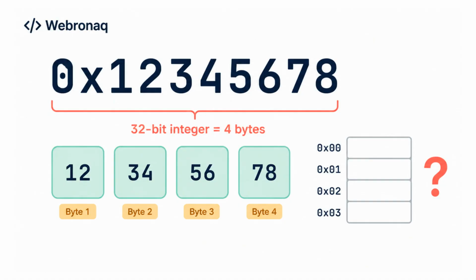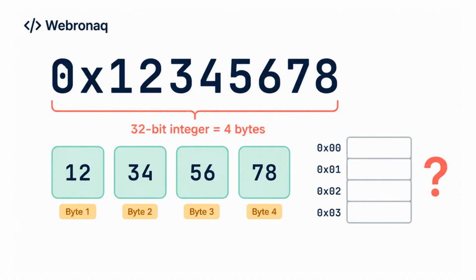Look at this number, 0x12345678. In hex, every 2 digits is 1 byte, so this whole number is 4 bytes long. That makes it a 32-bit integer. Now, here's the thing. Memory in a computer isn't one big slot. It's a long line of addresses, and each address holds exactly 1 byte. So if I want to store a 4-byte number, I have to spread it across 4 memory slots.